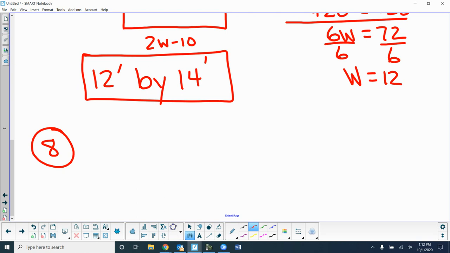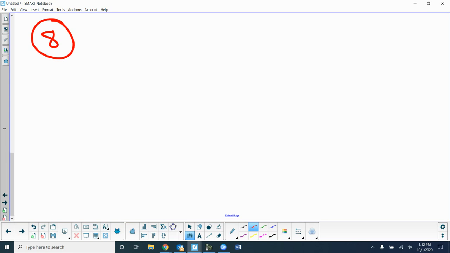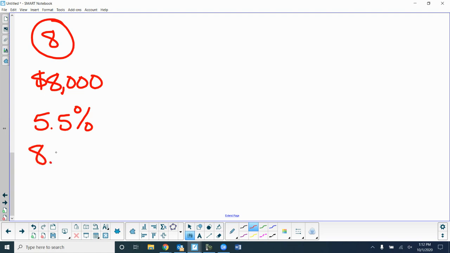Okay? So, information is $8,000. Nice bonus. He's going to invest it. But he's not going to put it all in one thing. He's going to split it up into two things. One of his investments is going to get him 5.5%. His other investment is going to get him 8.25%. After the year, it's going to earn in interest for him or her $490. Yeah, $490.